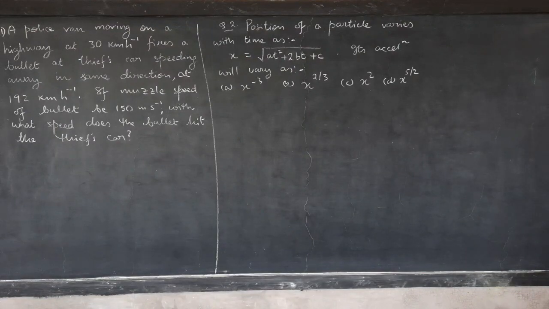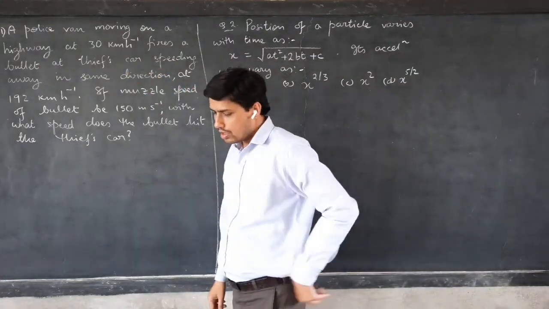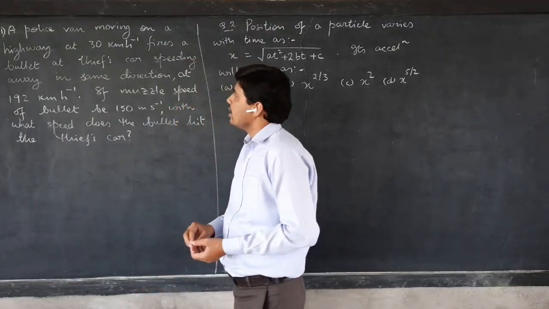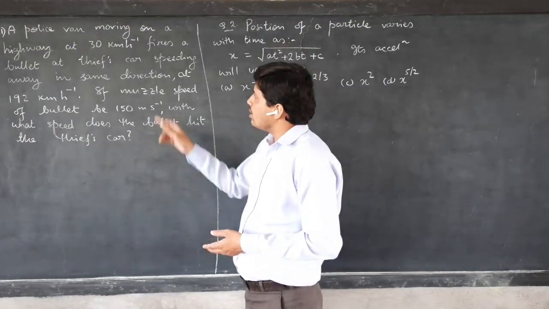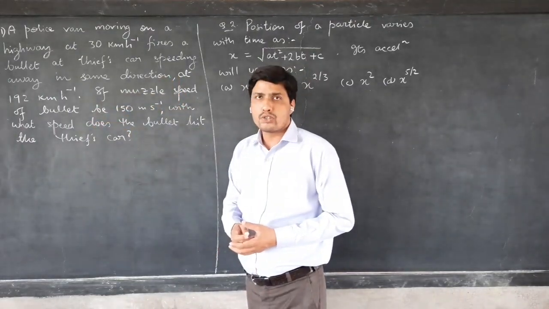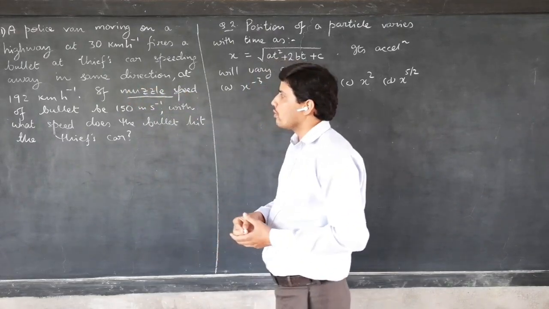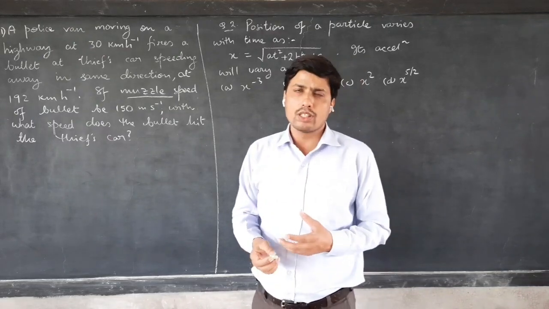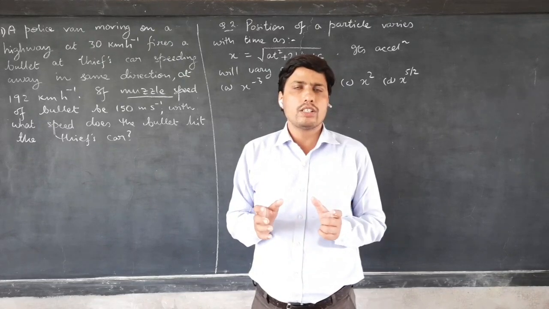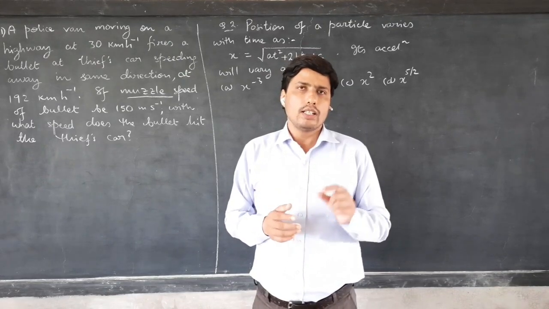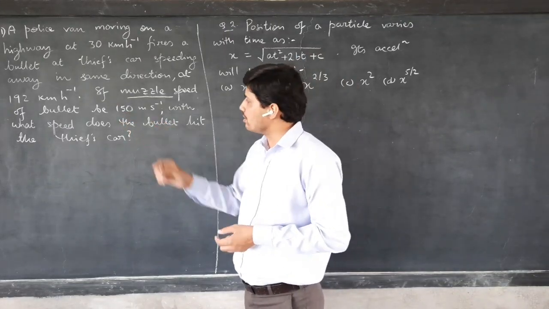To the extreme left of the board, you can see a police van moving on a highway at 30 kilometers per hour fires a bullet at thief's car speeding away in the same direction. And thief's car, its speed is given 192 kilometers per hour. Muzzle speed of the bullet is 150 meter per second. Muzzle speed means if the rifle or the gun from which it is being fired is at rest relative to ground, say, then the speed with which that bullet comes out is this speed, that is 150 meters per second.